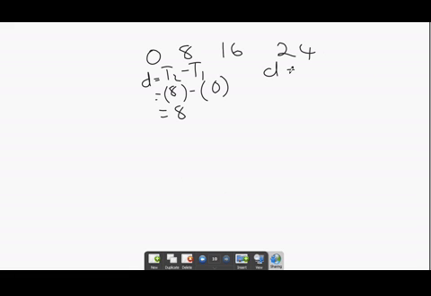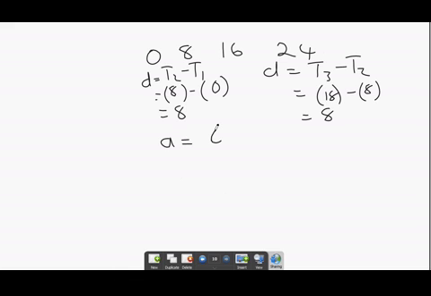Another d is equal to t3 minus t2, and very quickly t3 is 16, subtract t2 which is 8, and this is going to give us 8. So in this case we know that a is equal to 0 and d is equal to 8. So we substitute into our formula.